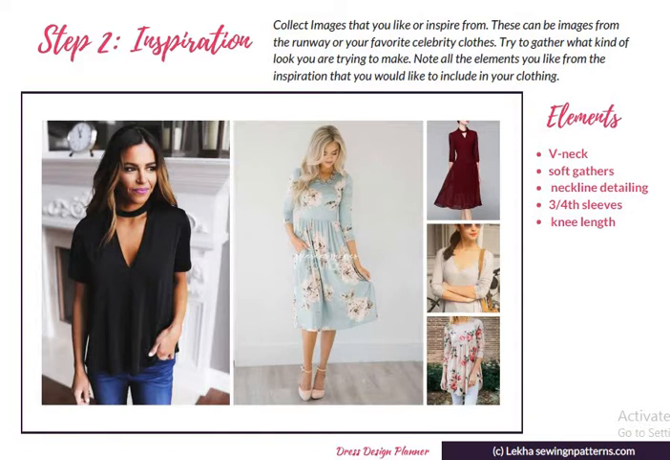In the big box, put your visuals that inspire you for this particular clothing that you're going to create. This could be outfit ideas, your favorite celebrity clothing, or anything that inspires you. And here are the elements that I picked from my inspiration. I want you to note anything that you like from your images. In my case, I picked this V-neck, soft gathers, this neckline detailing, 3/4 sleeves, and the knee length.